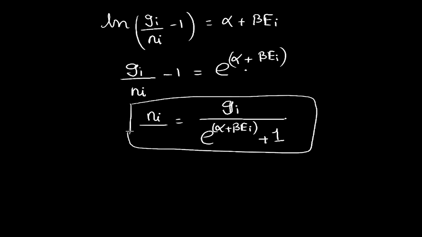This is our final expression which gives the distribution of fermions in different energy levels. Ni are the particles, Gi is the degeneracy or the number of states available, and Ei is the energy. With the help of this expression, we could easily obtain the distribution of fermions amongst different energy levels.